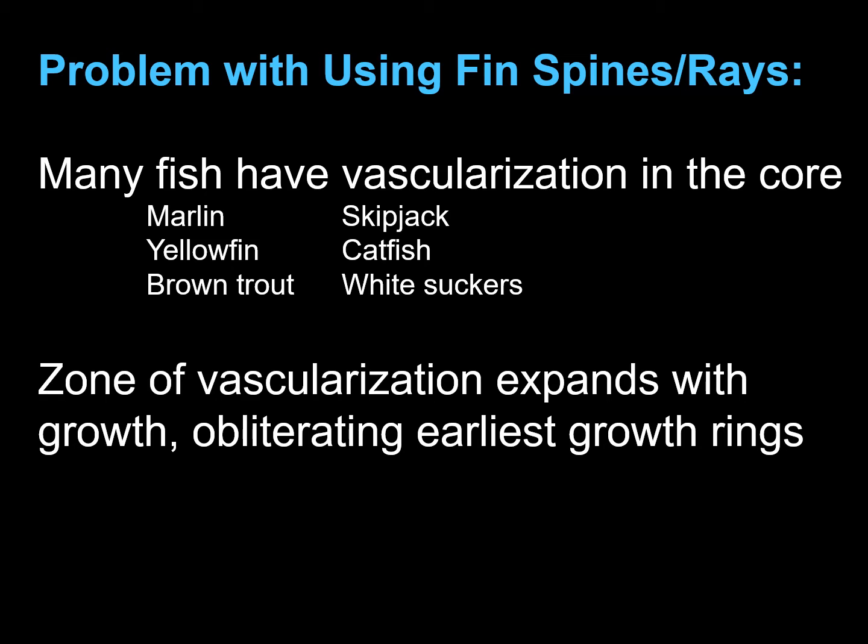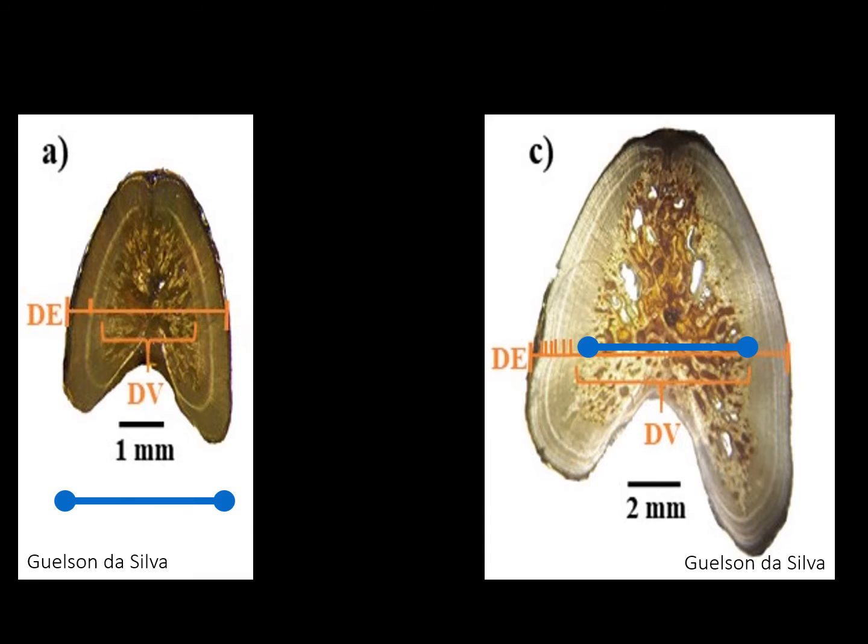Now, there are some problems with using fin spines and rays. Many fish have vascularization that occurs in the core. This includes species like marlin, yellowfin tuna, skipjack tuna, and freshwater species like catfish, brown trout, and white suckers. The zone of vascularization expands with growth, obliterating the rings in the center of the spine as growth continues, obliterating more and more as the fish ages.